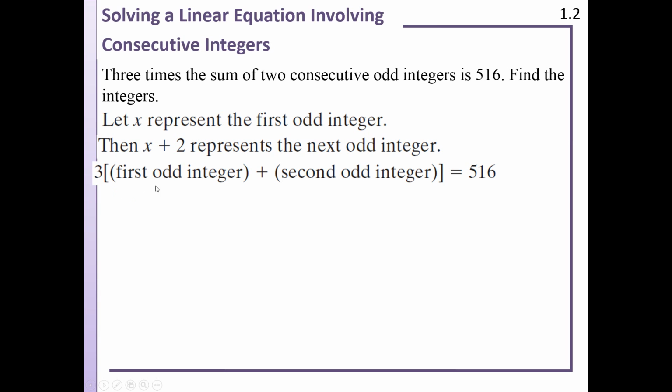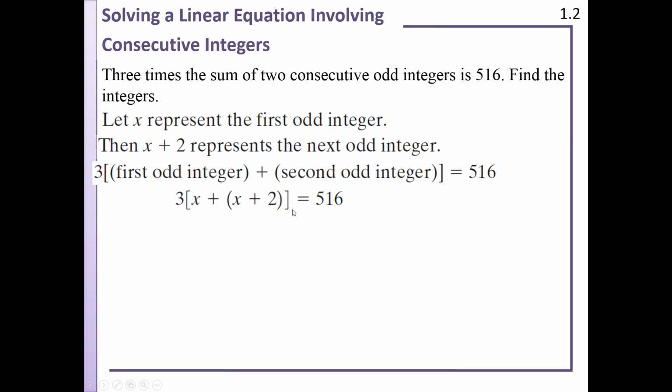So 3 times the sum of the first and second has to be 516. So the equation would be 3 times the sum of the first integer and the second integer. So here's the linear equation we need to solve.